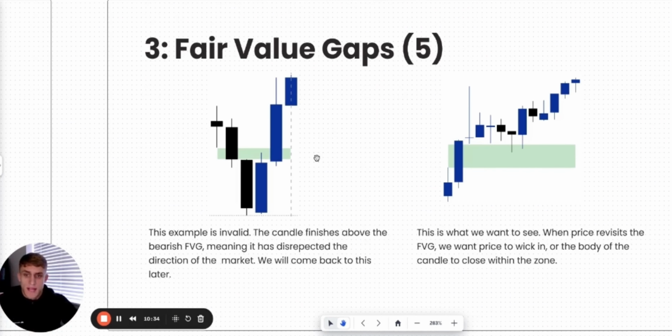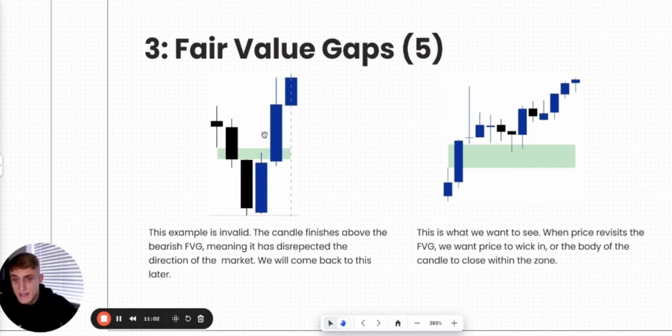So another way to tell if a fair value gap is valid or not is that when price revisits, how does it act? So in this example, we've got a fair value gap in the bearish direction, and it's being completely disrespected. What I mean by disrespected is that the candle is closed well above this fair value gap. This is basically the market totally ignoring it and saying, no, we don't think that we're going to continue this bearish move. We're going to be in a bullish direction.